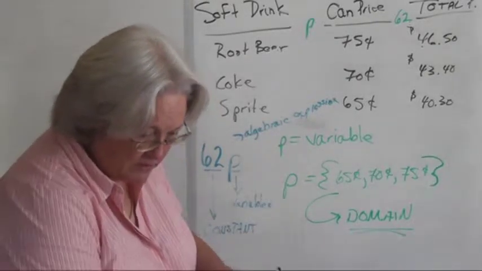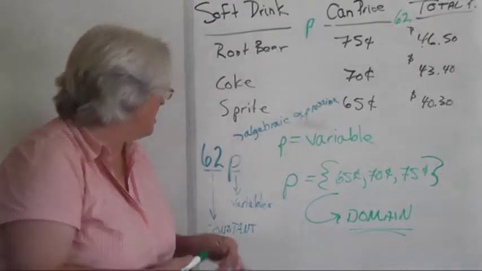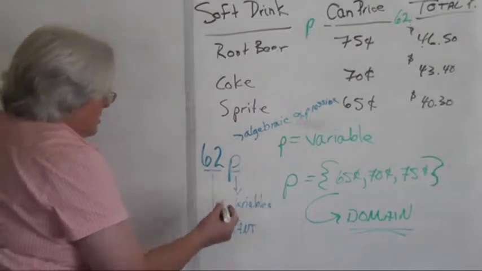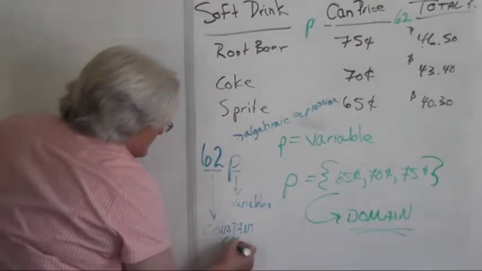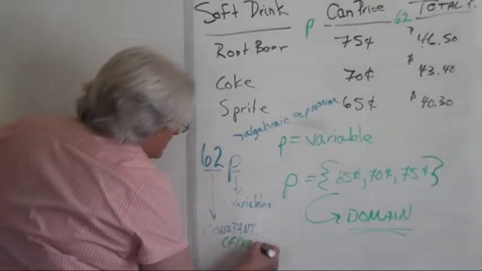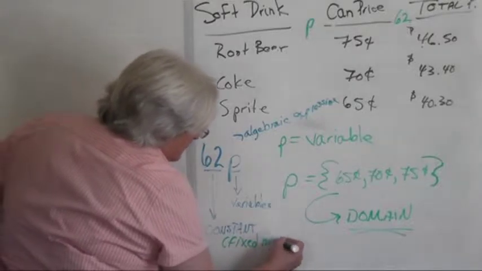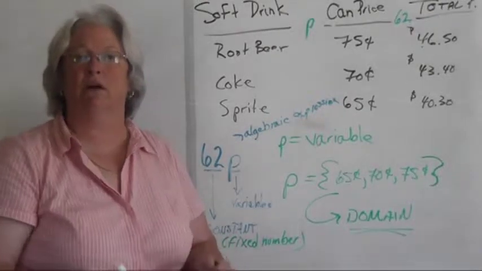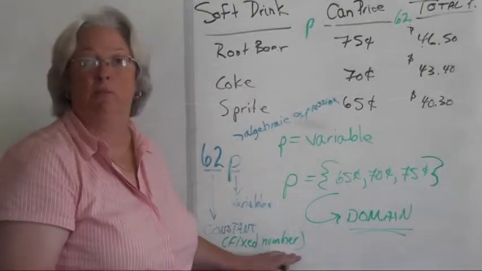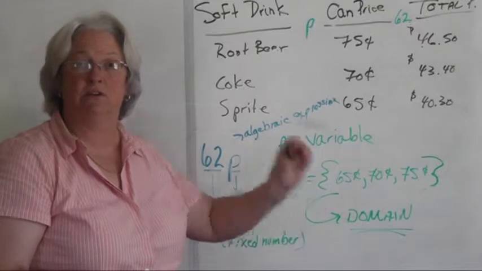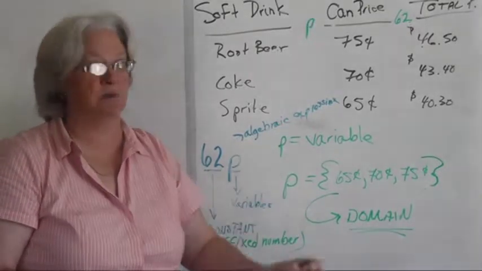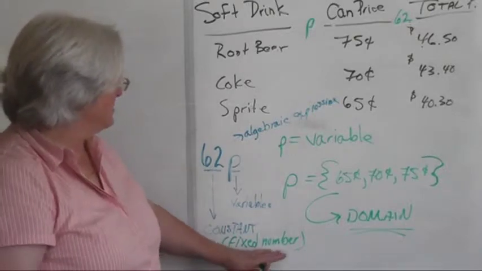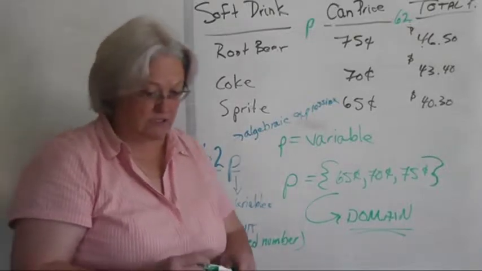Okay, I've talked about variables. I've talked about constants. They're constant. Another way to think about that, which might make better sense to some of you, is it's a fixed number. It is immovable. It's stuck right there. It's not going to change. That number is fixed in place. It's 62, not 61, not 62 and a half, but it's fixed at 62.